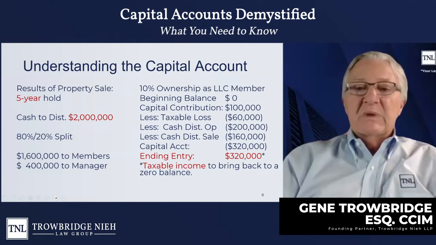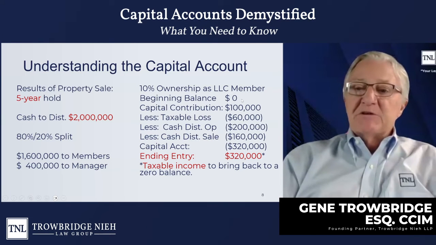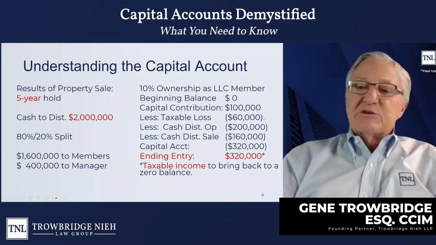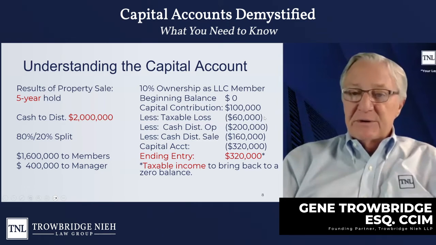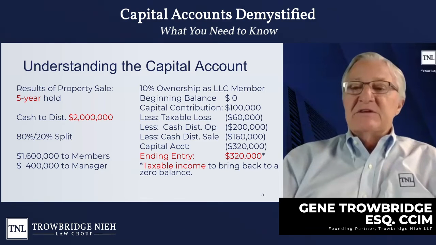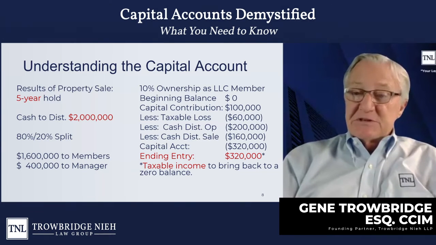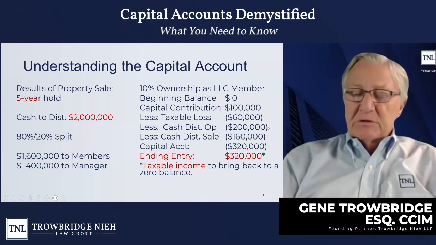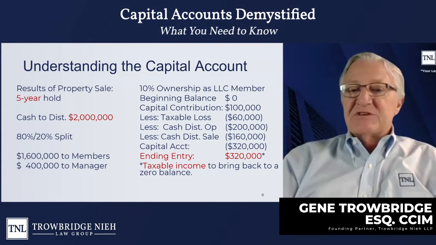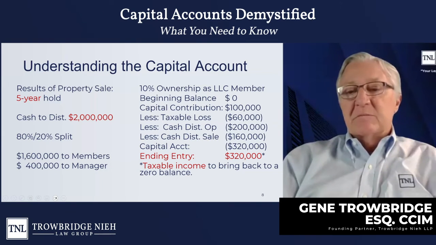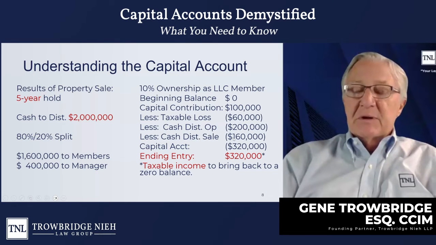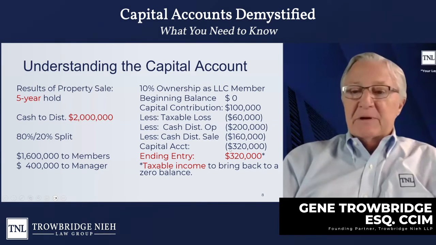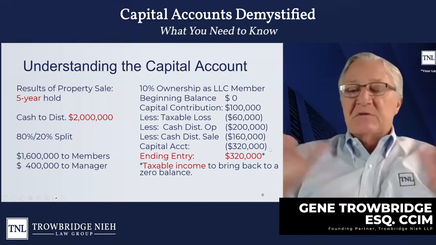All right. So let's look at a member. The beginning balance was zero, and then this member invested $100,000 for their 10%. If they got a $12,000 loss every year for the 5-year hold, if everything stayed the same, they would have had $60,000 worth of losses, which decreases their capital account. They would have had $40,000 a year cash distribution over the 5 years, which is $200,000. And then on the sale, with $1.6 million going to the members, they would get 10% of that as a 10% owner. So their capital account goes down by $160,000. So the running total of their capital account is a negative $320,000, and the investment's over.